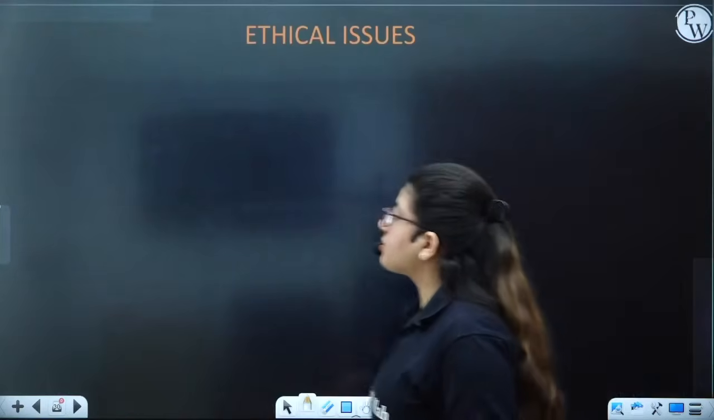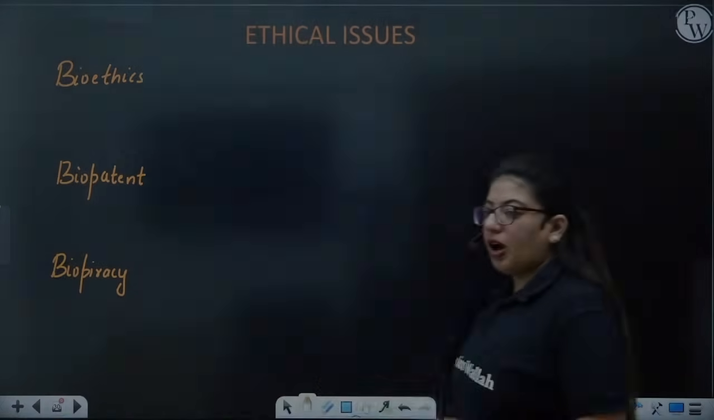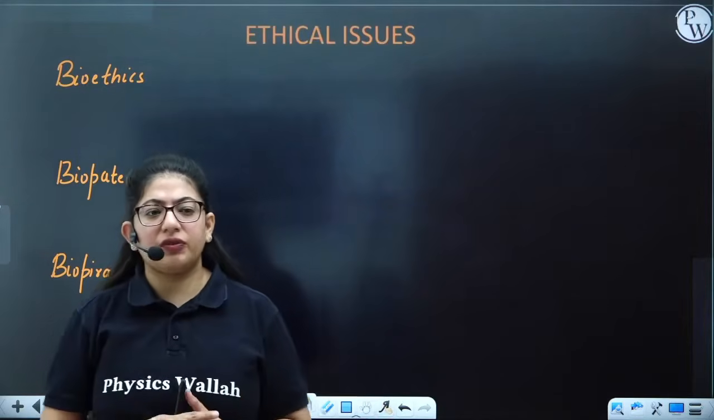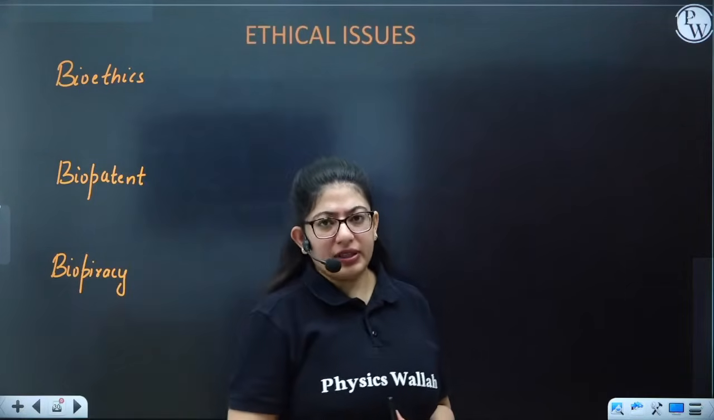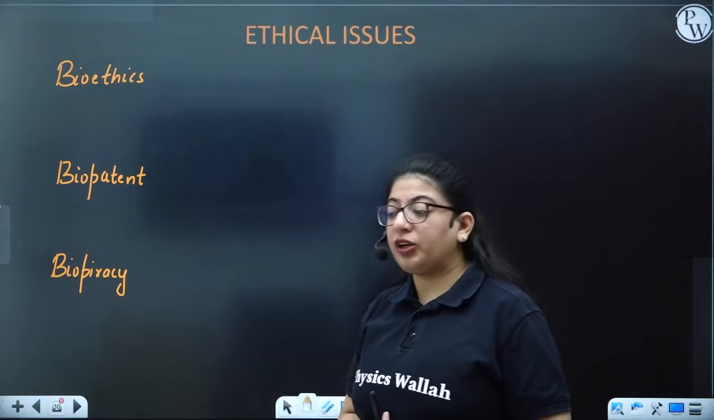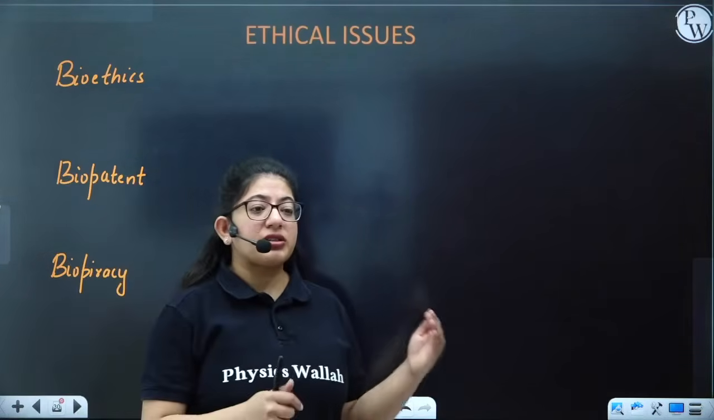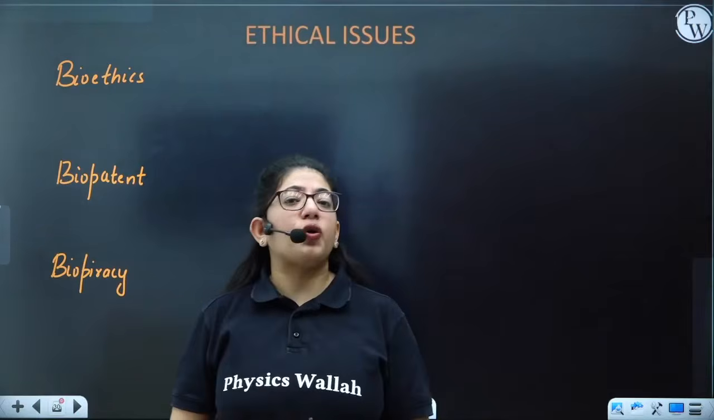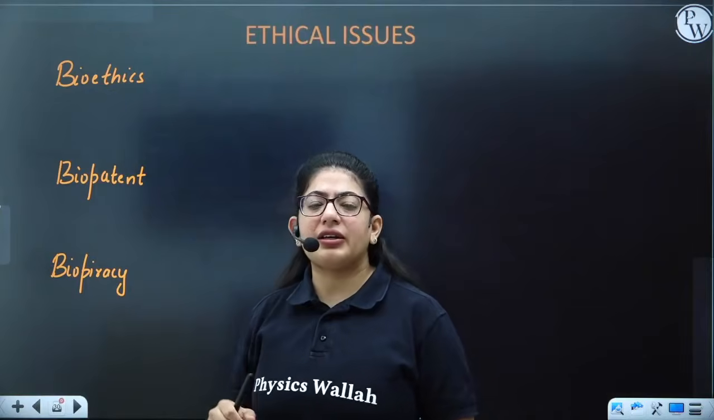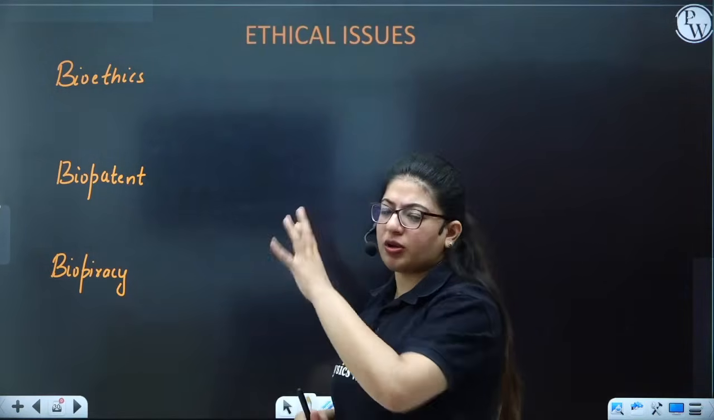Let's talk about the next issue, that's ethical issues. So now there are three terms in the field of biology. These are bioethics, biopatent, and biopiracy. These are very much important when you are doing certain research. Because while you are doing a research, maybe you will come across a discovery or invention, and if you are the first one to do it, you will get its rights, and those rights are known as biopatent. Okay, let's talk about them one by one.